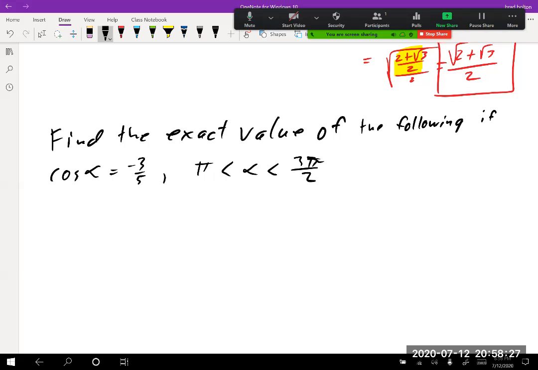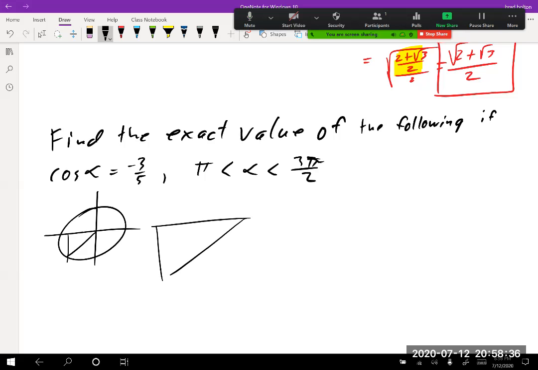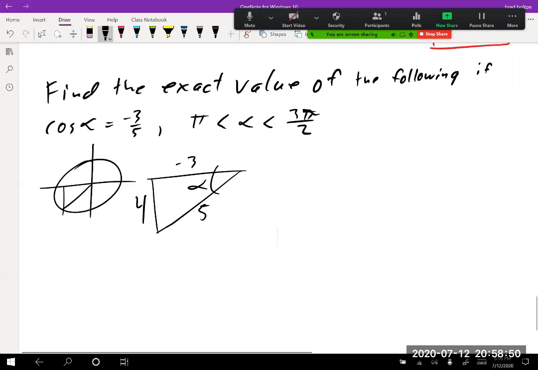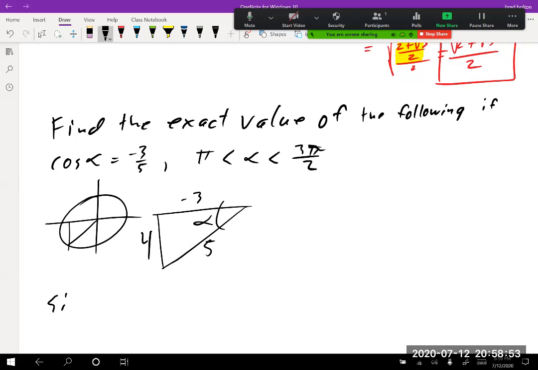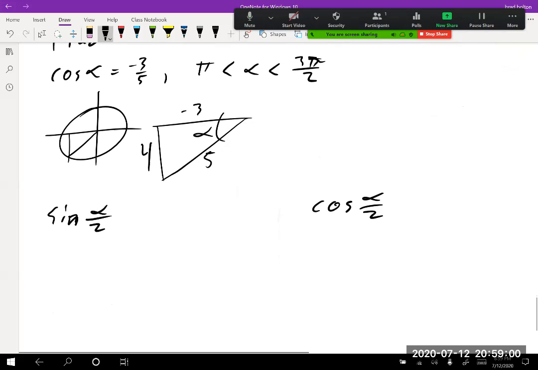Okay, so they gave us a little bit of information. I'm going to do this. I'm used to doing this now. So I now have my triangle, and this is now alpha, right? And I know that this is -3 over 5. So I know that has to be 4. I've done enough of these to this point where I know that has to be the value of 4. So they want to know now, find the sine of alpha over 2 and find the cosine of alpha over 2, okay?